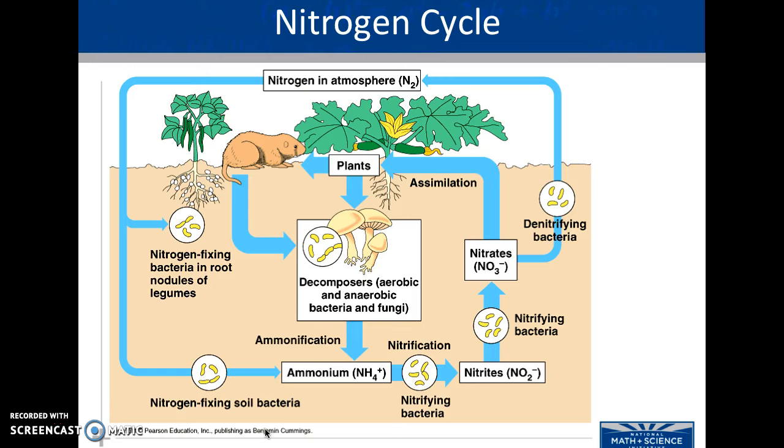Then it goes through nitrification, which is done by nitrifying bacteria, and it becomes nitrites and nitrates. These nitrites and nitrates are then usable by either plants or denitrifying bacteria. If it's used by plants, it'll enter back into the soil as ammonia and then cycle through that. If it is used by denitrifying bacteria, the denitrifying bacteria remove the oxygen from the nitrogens and it becomes N2 gas again.